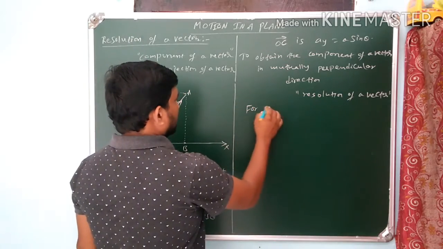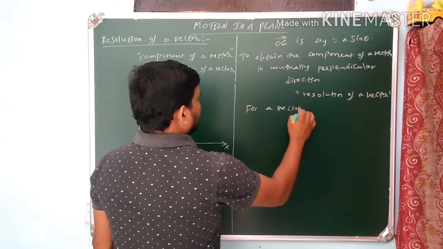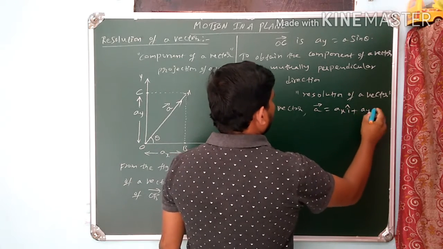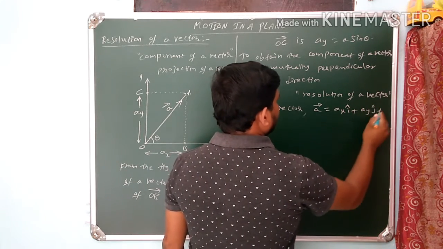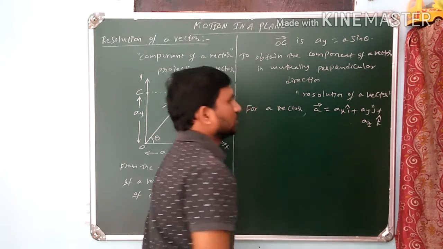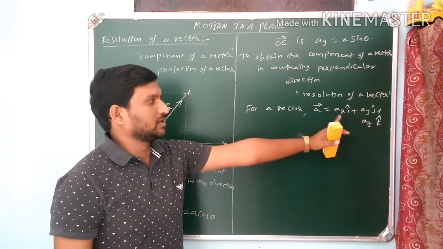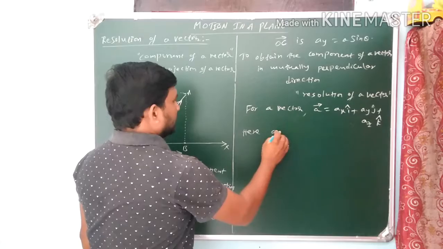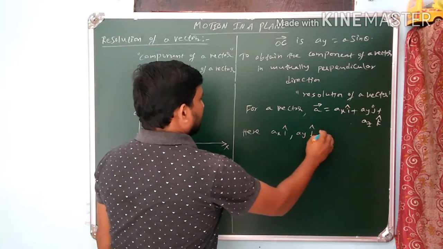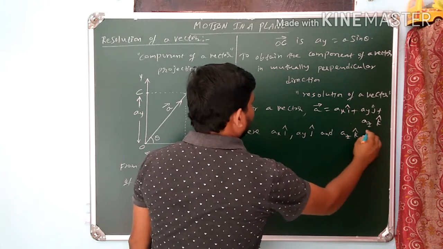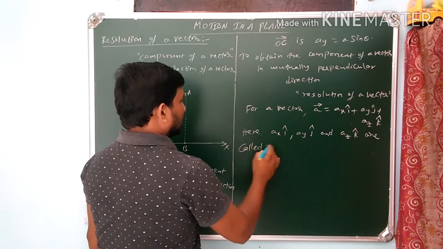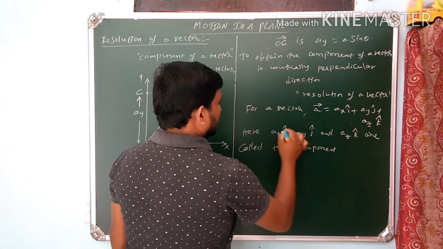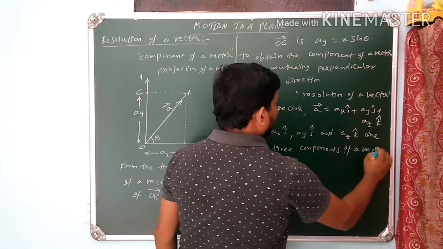Now for a vector A bar in three coordinates, we write A bar equal to AX i cap plus AY j cap plus AZ k cap. Here AX i cap, AY j cap and AZ k cap are called the three components of the vector A bar.